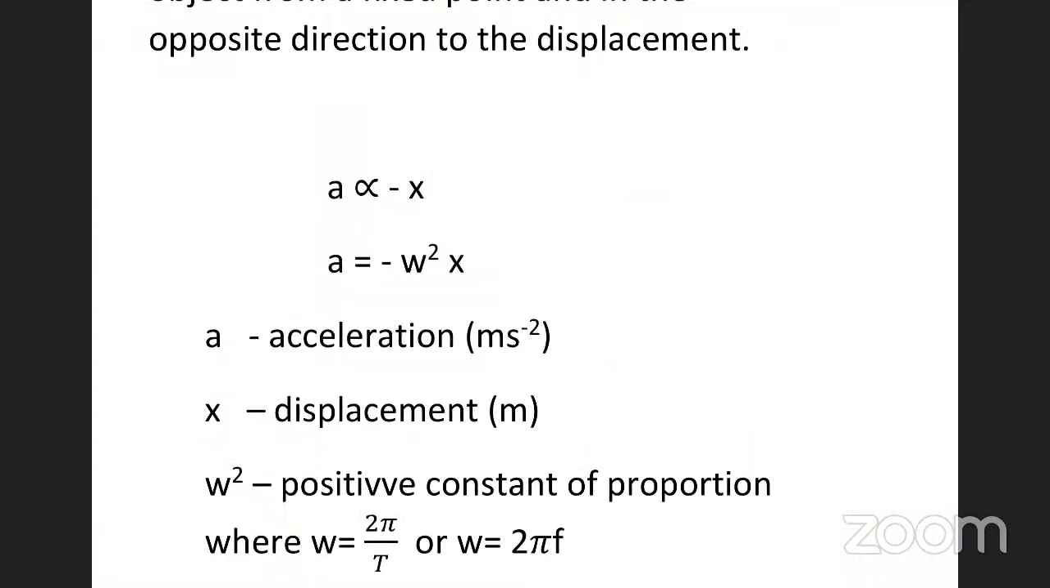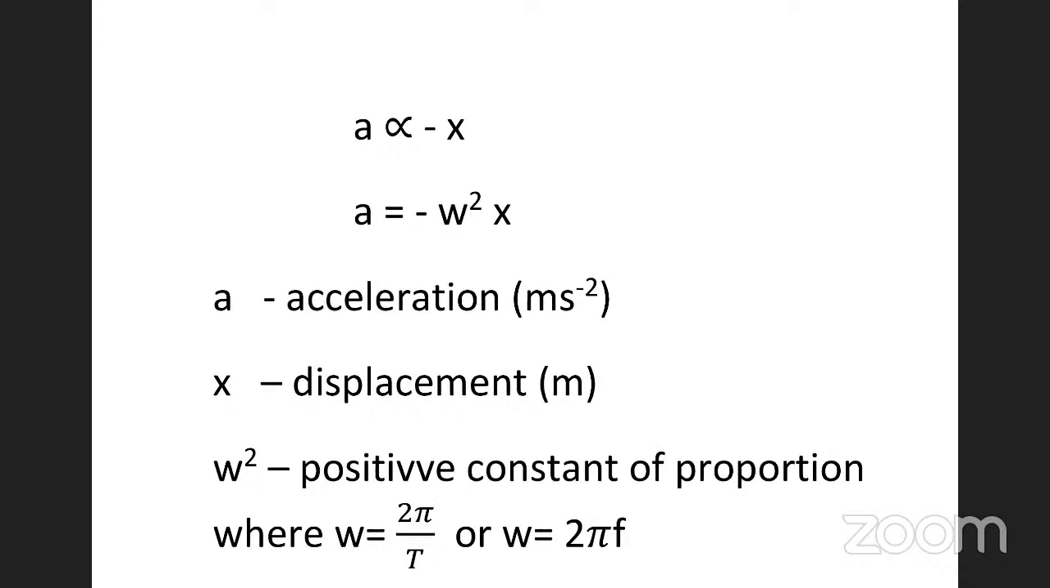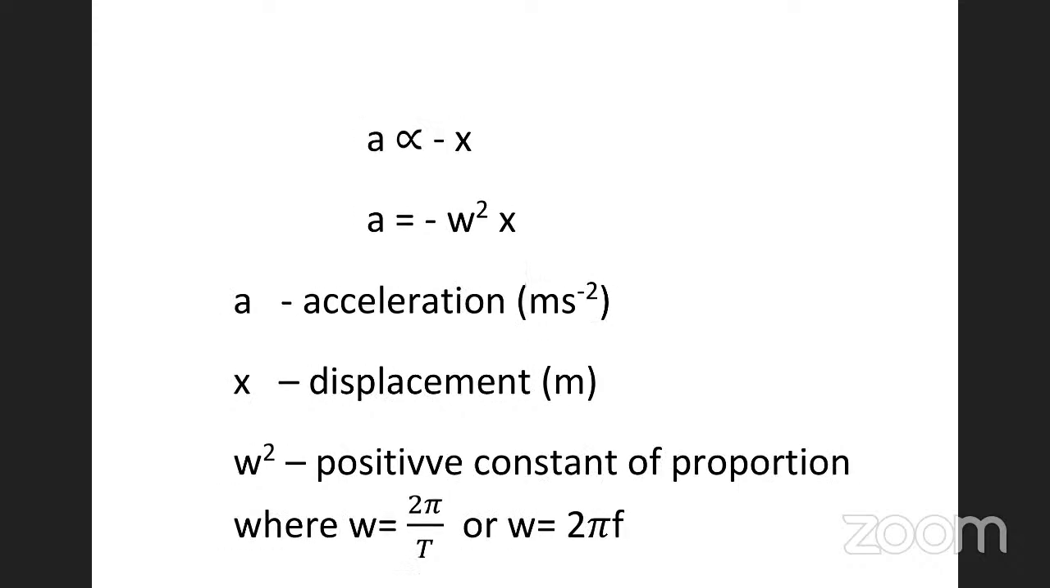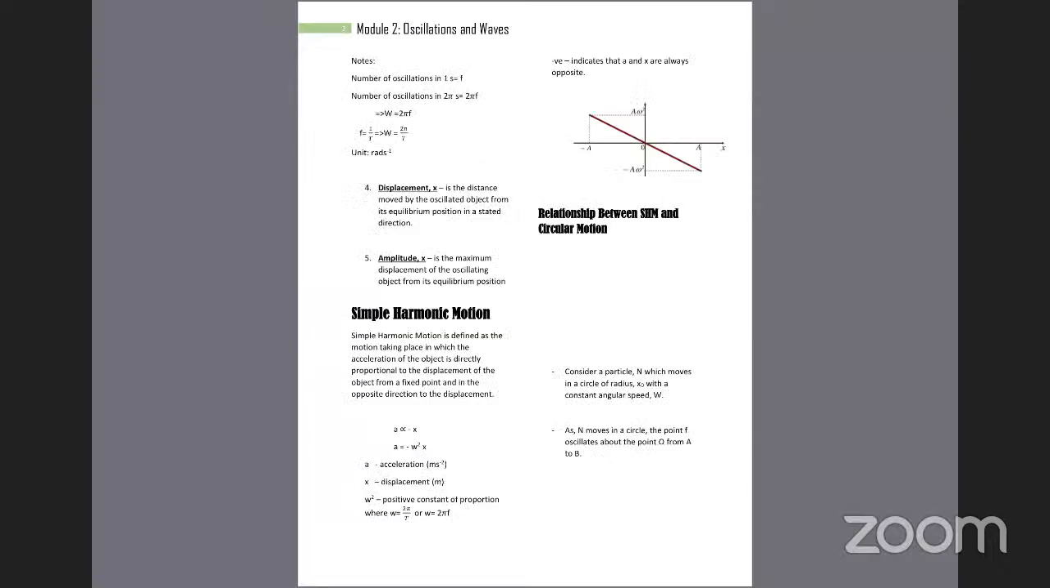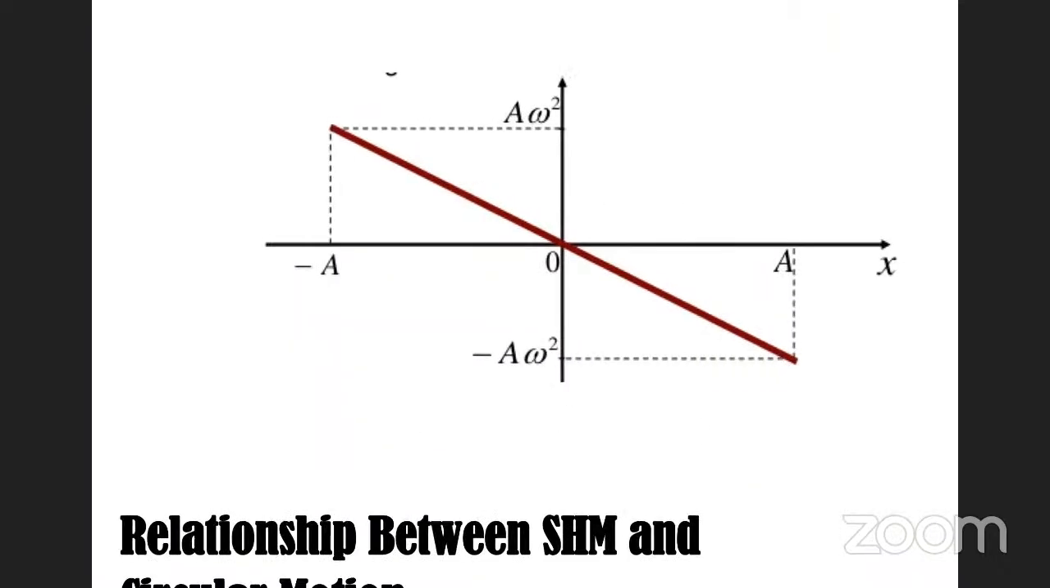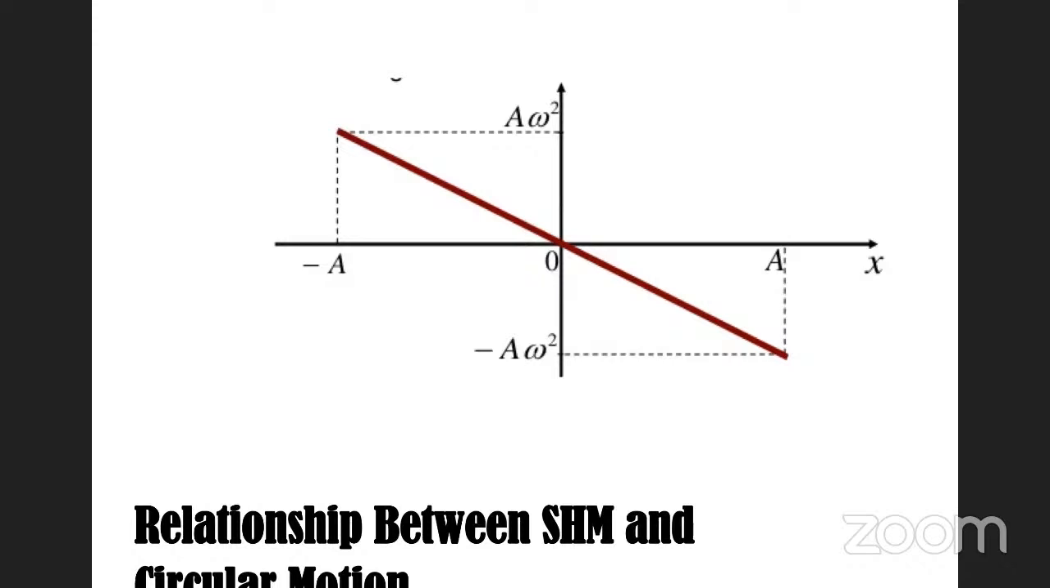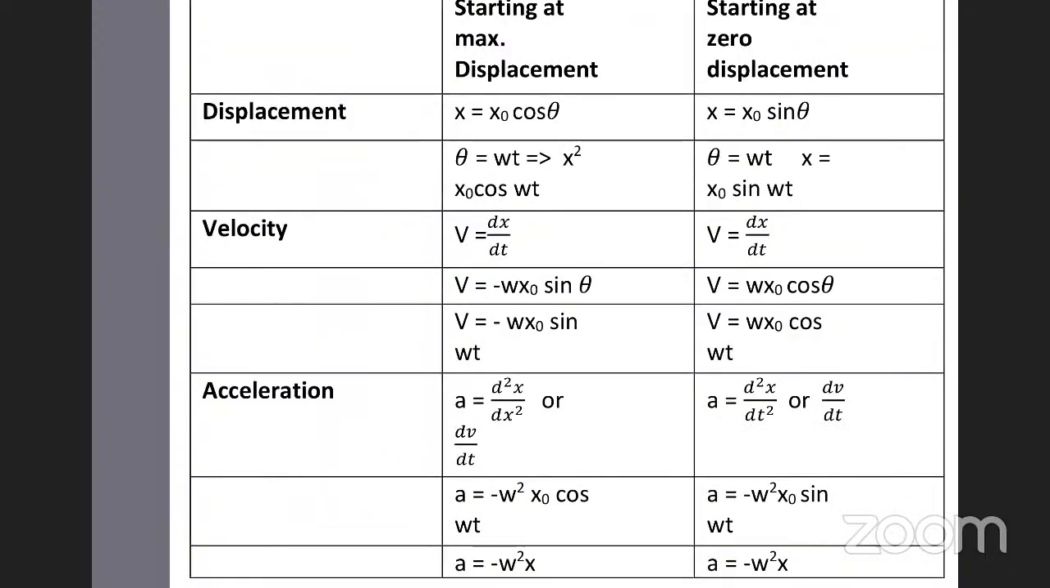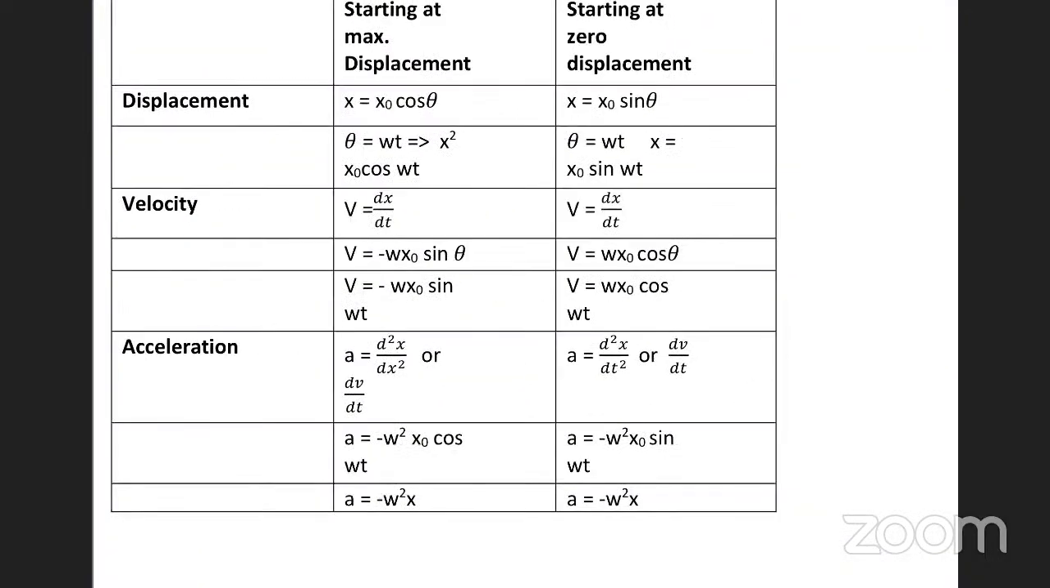Look at the formula there. But it's not a minus here. In the graph, it's not a minus. When the displacement is negative, the acceleration is just positive. Now, look at all the graphs right here. For those who can't differentiate: this is displacement, this is velocity, this is acceleration.